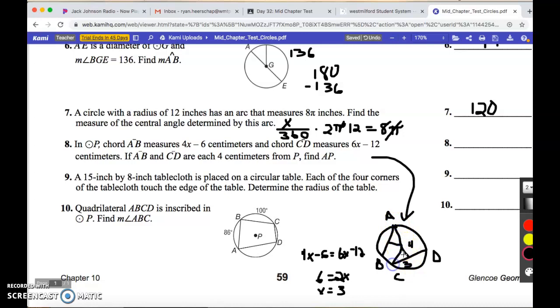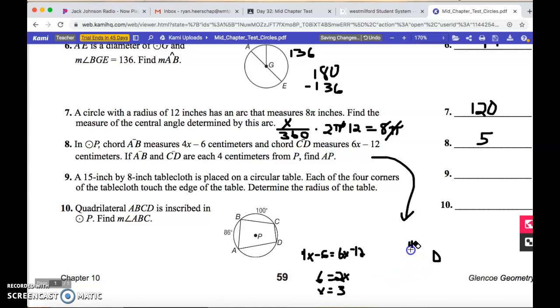Hey, look, there's another radius. So all these radii are the same, so 3, 4, and then there's that 5. So Pythagorean theorem, Pythag it up. Or if you remember those Pythagorean triples, that'll help you with that. So that's that guy.